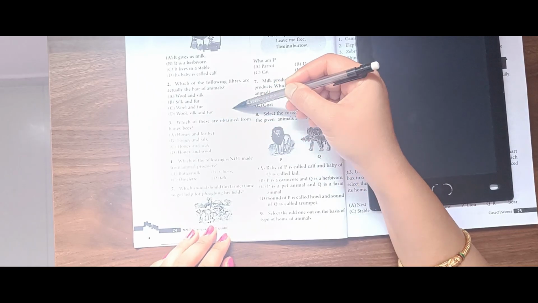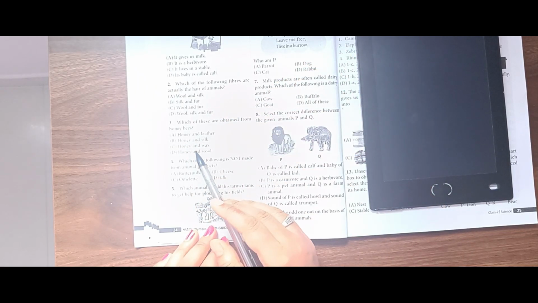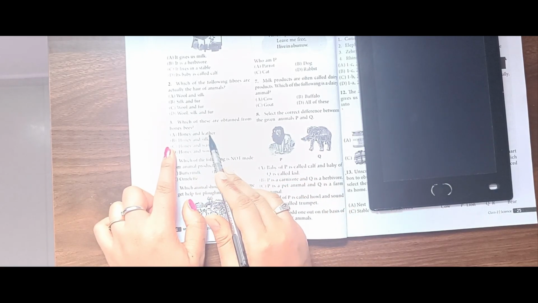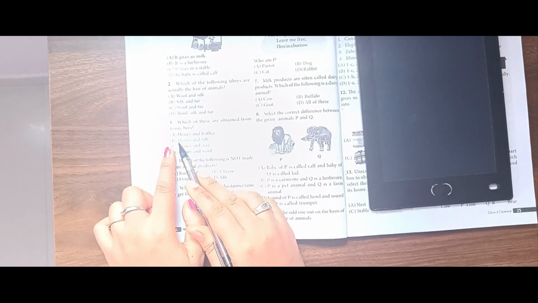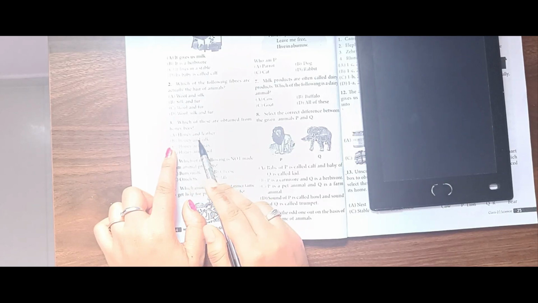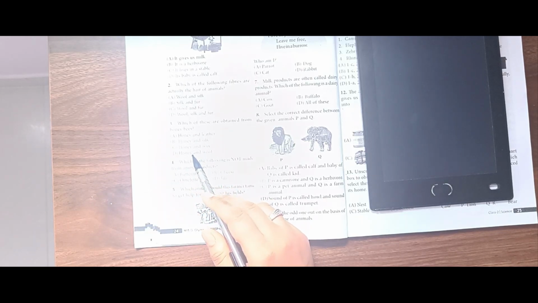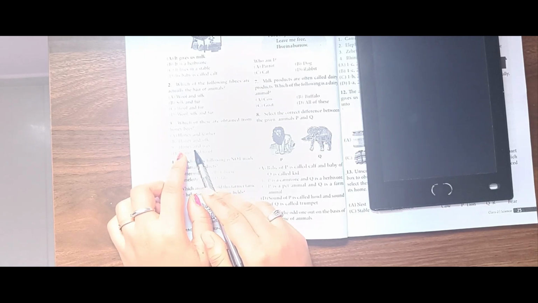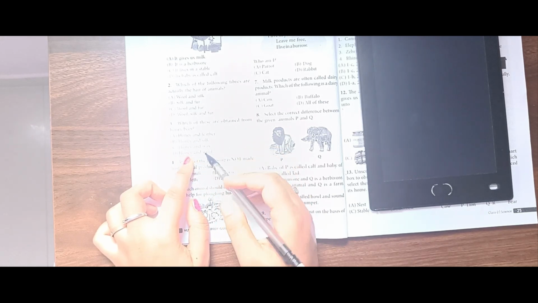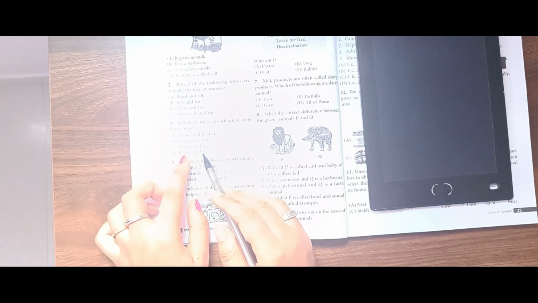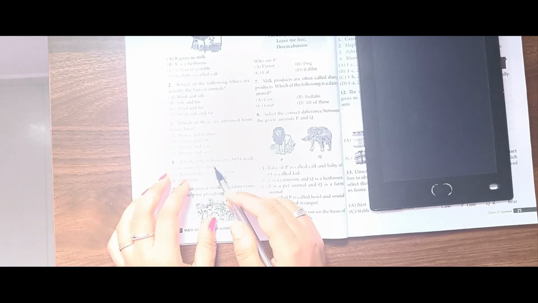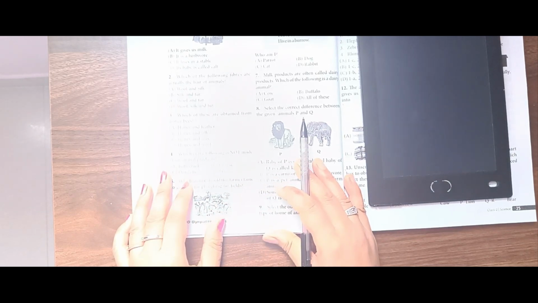Next is, which of these are obtained from honeybees? From honeybees we get honey and wax. So where is the answer? Honey and leather? No, leather we get from the skin. Honey and silk? Honey we get from the honeybee, but silk we get from the cocoon, not from the honeybees. Next is honey and wax. Yes, honey and wax, candle we can say. Wax is got from the honeybee. Honey and wool? Honey we get from the honeybees, but wool we get from the hair of animals like sheep.